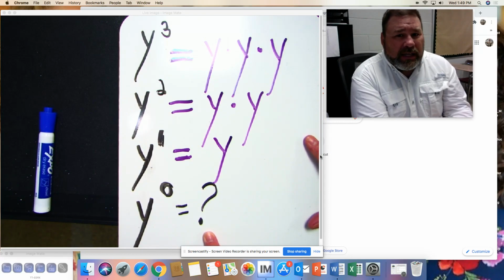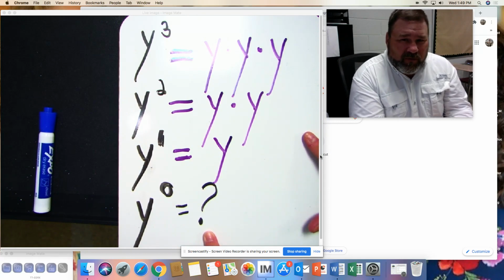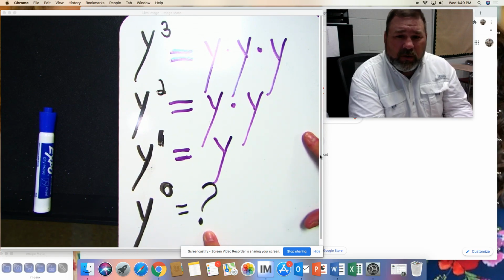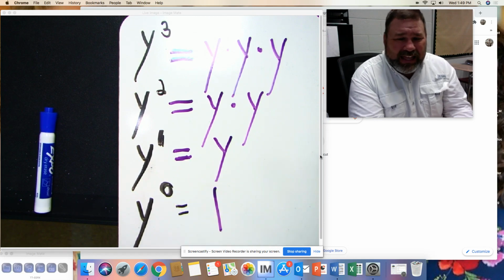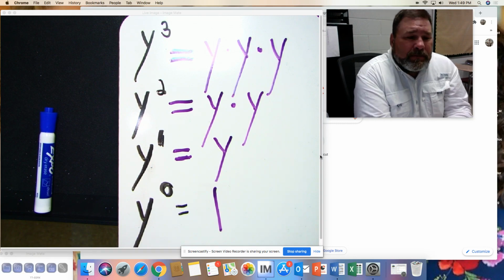Okay, what do you guys think? A while ago when we had 8 to the 0 power and 5 to the 0 power, all those things to the 0 power equal what? 1. So anything, even a variable to the 0 power, is equal to 1, okay?